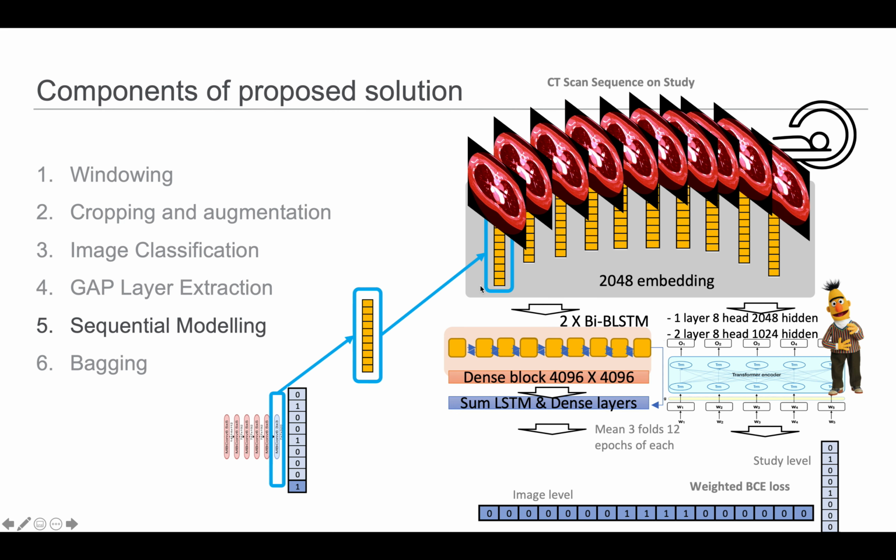This was passed into two different types of models. One was a bi-LSTM, which was pretty similar to what was done last year. The second we added on to last year's solution was transformers, with a single layer with 2048 hidden and a double layer with 1024 hidden, and basically averaged all of these.